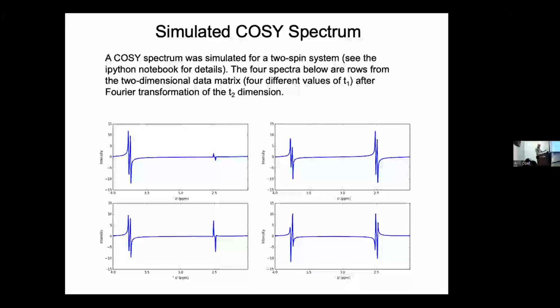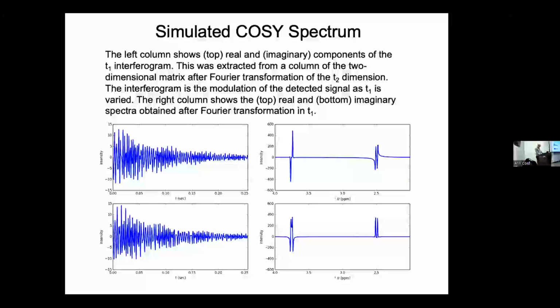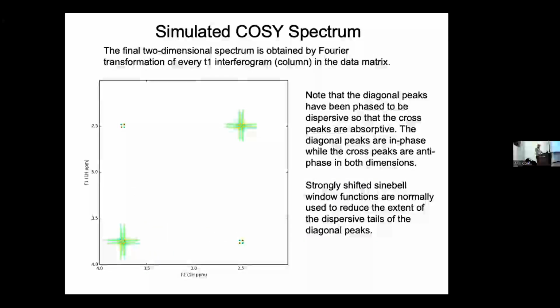Anyhow, I did another simulation. I think maybe the Python code isn't in the Dropbox yet. I'll add the Python code in if you want to fiddle around with Python and simulate spectra. But here are different free induction decays. Here's the result.